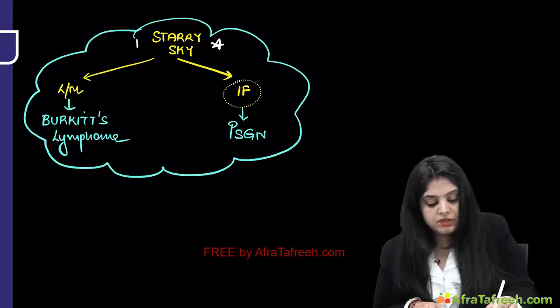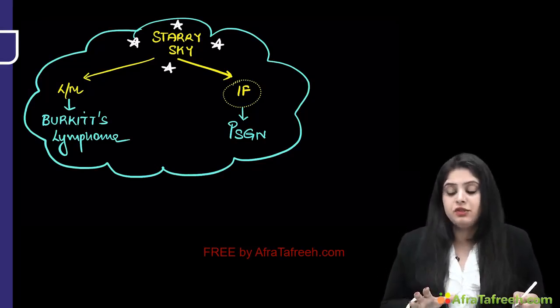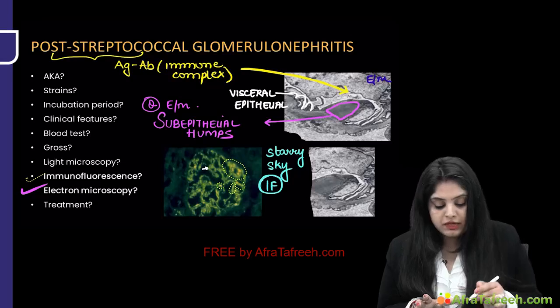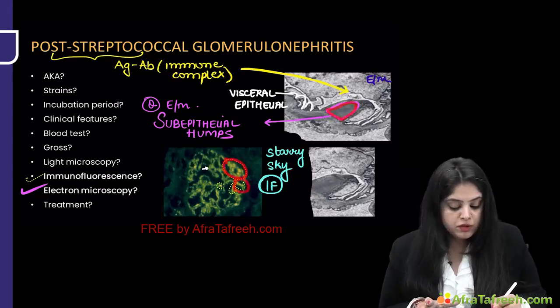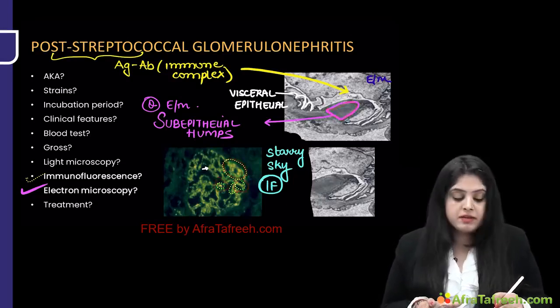These two are questions, and both of them are identified by the starry sky appearance. So remember, already the background is black only for us. So remember these shining stars for yourself. Coming back, what did you see on electron microscopy? Subepithelial humps. What did you see on immunofluorescence? You could see the starry sky appearance.